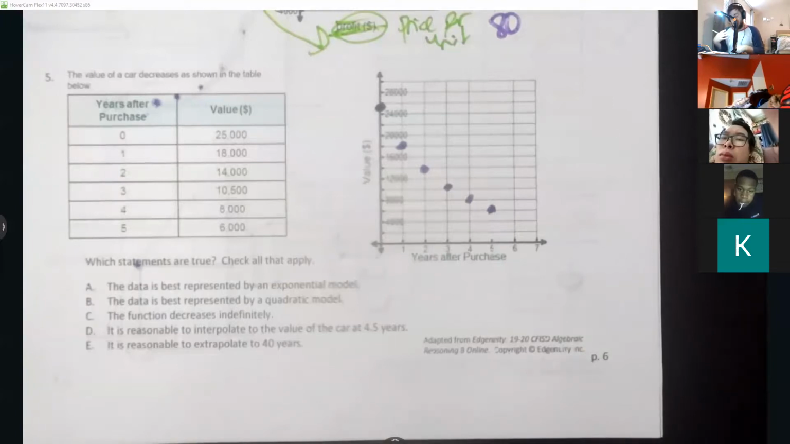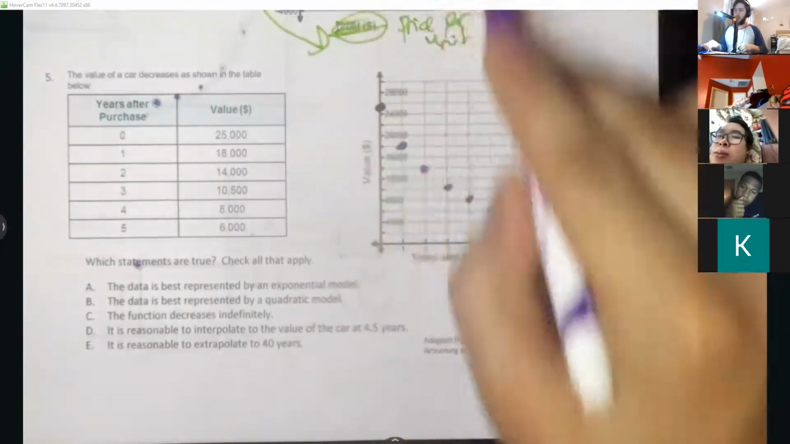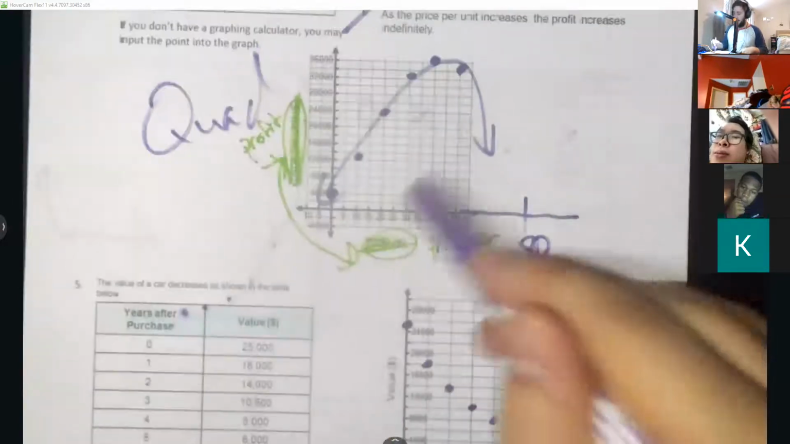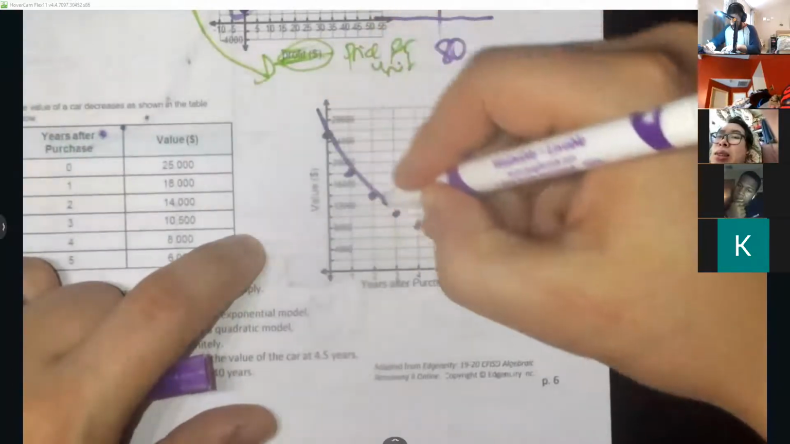If you had to pick between exponential or quadratic, what would you guys pick? Exponential. Interesting. Yeah. This looks kind of negative, like one of those negative exponentials, where it gets smaller. It doesn't have that turnaround point like a quadratic, where it switches directions, but it definitely is not linear. It's definitely doing this kind of curve thing.